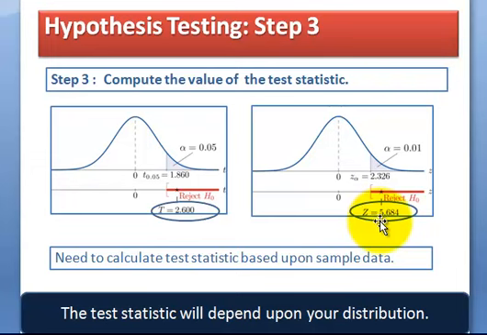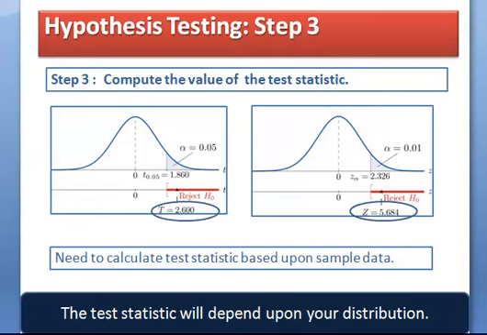It might be a z-score if it's a normal distribution or a proportion, but it's just based on what distribution we have. It'll give us a t-score or a z-score. They're all called test statistics, and I think of them as, what does the data tell us? What does our sample say?